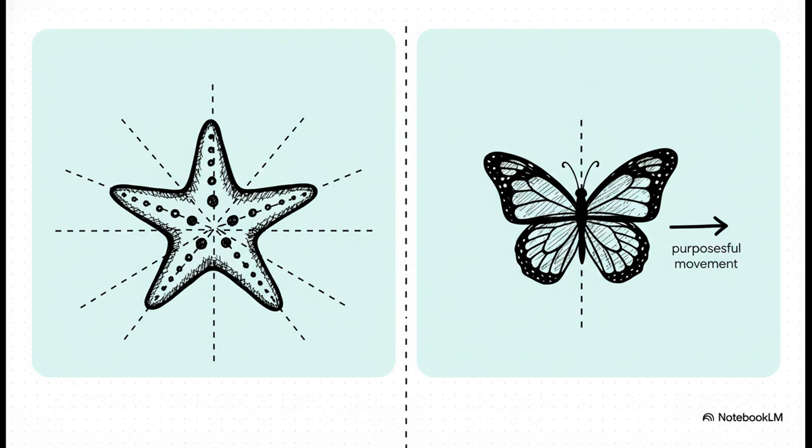This is a great design if you're just floating around or standing in one spot, because you can sense your world from every direction. But then you have animals with bilateral symmetry, like us, or an insect. We have a clear left and right side, a front and a back. This whole floor plan is designed for moving with purpose, and it's what led to the evolution of a head.